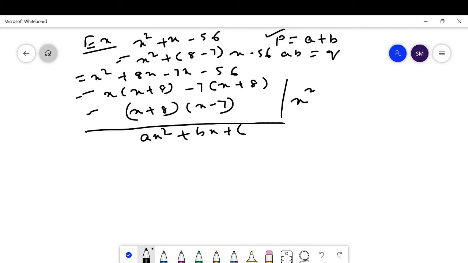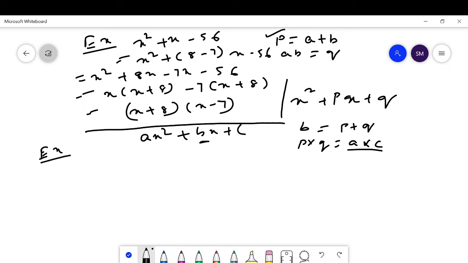In the previous pattern it was x square plus px plus q. Here is the form ax square plus bx plus c. Here also we split the middle term b into two parts such that b equals p plus q and p into q is equal to a into c.